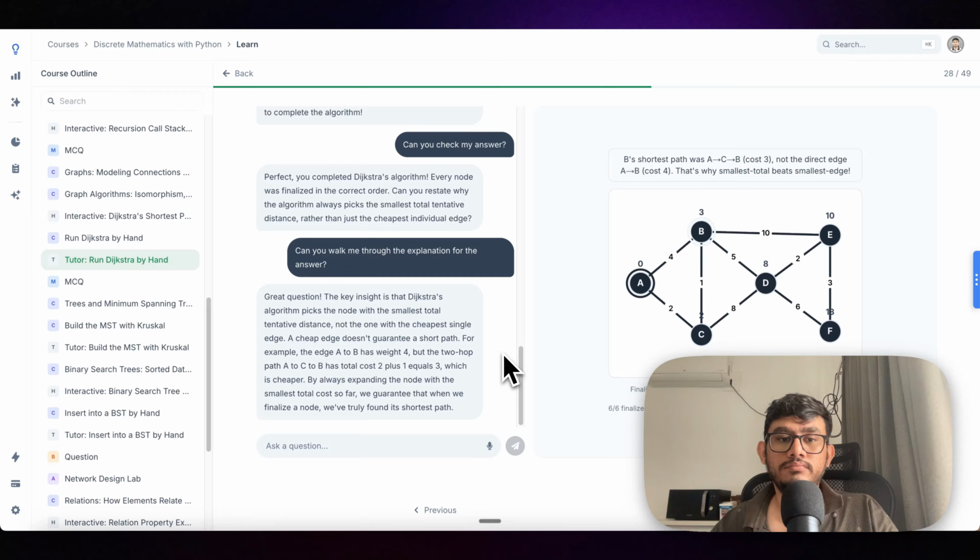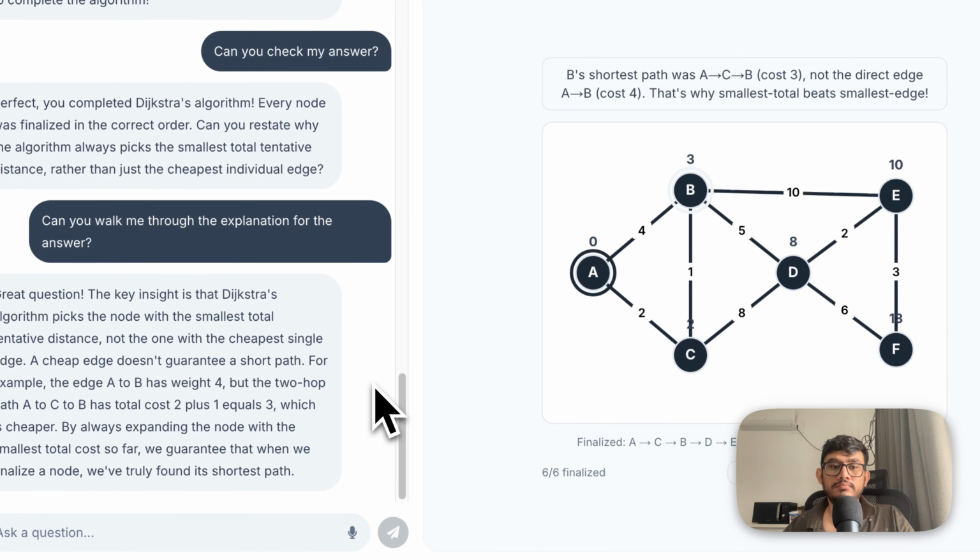Great question. The key insight is that Dijkstra's algorithm picks the node with the smallest total tentative distance, not the one with the cheapest single edge. A cheap edge doesn't guarantee a short path. For example, the edge A to B has weight 4, but the 2-hop path A to C to B has total cost 2 plus 1 equals 3, which is cheaper. By always expanding the node with the smallest total cost so far, we guarantee that when we finalize a node, we've truly found its shortest path.